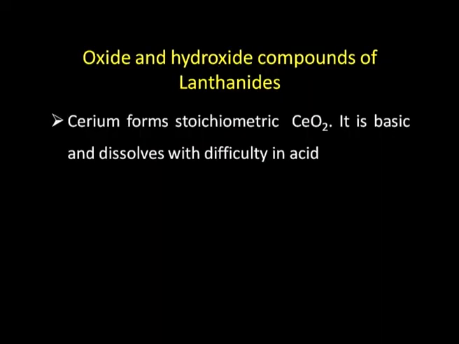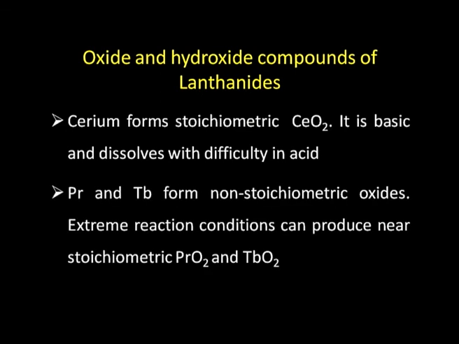Cerium forms stoichiometric ceric oxide. It is basic and dissolves with difficulty in acid. Promethium and terbium form non-stoichiometric oxides. So, you can see that cerium forms a stoichiometric oxide, whereas promethium and terbium form non-stoichiometric oxides. Extreme reaction conditions can produce near stoichiometric oxides of promethium and terbium.